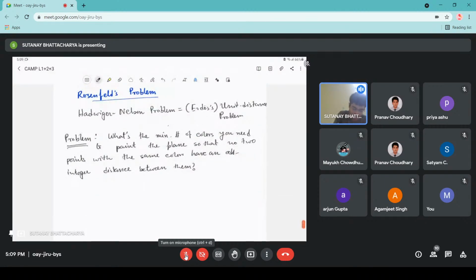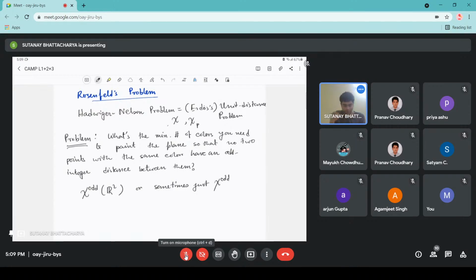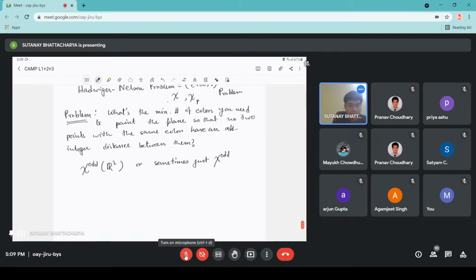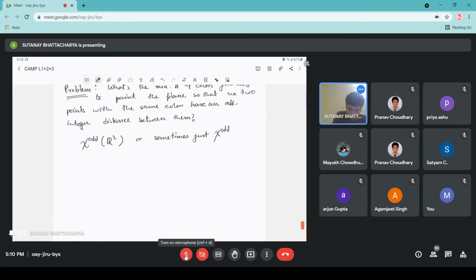So for the Hadwiger-Nelson problem, we call this number chi. For the polychromatic number of the plane, we call that chi p. The standard notation for this is chi odd of R2, or sometimes just chi odd, when the fact that we are working on R2 is clear.